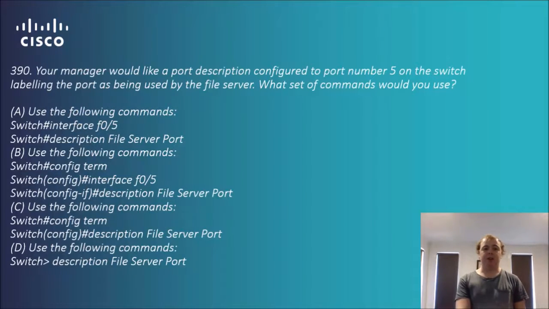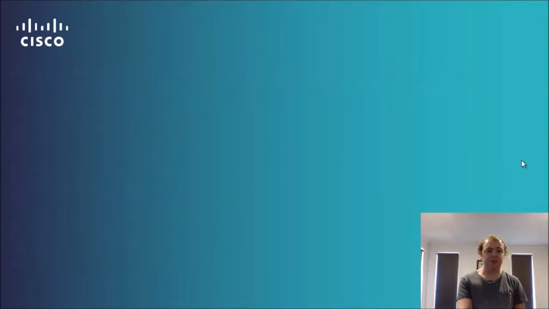390, your manager would like a port description configured to port number 5 on the switch, labeling the port as being used by the file server. What set of commands would you use? Right, so we've got a few here, probably quicker for me to just go through and explain the syntax. So I'll give you the answer now. The answer here is B.